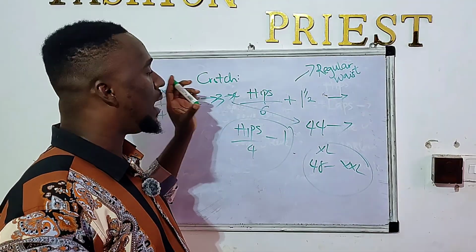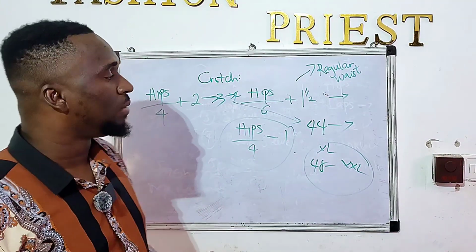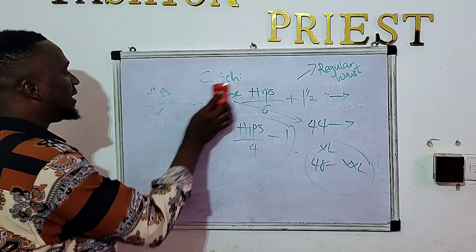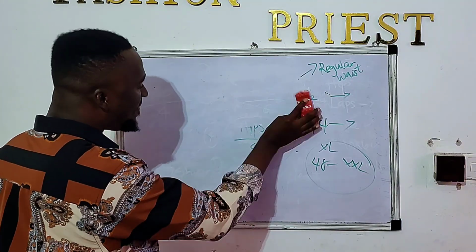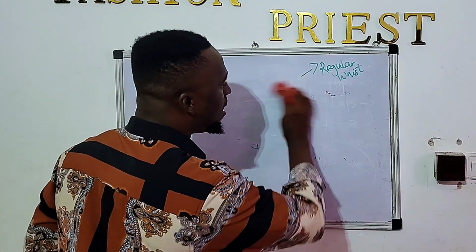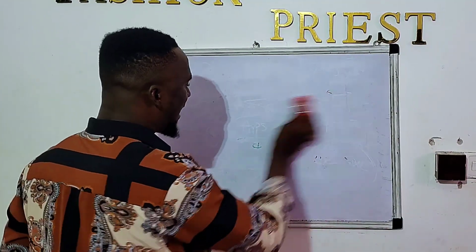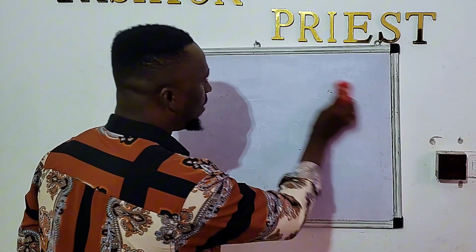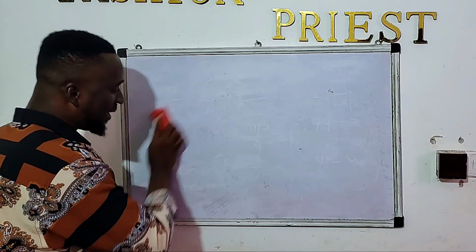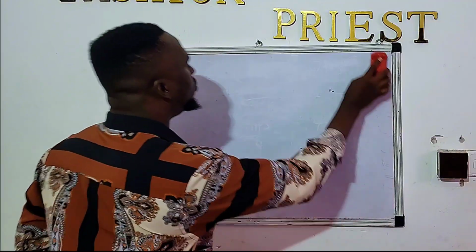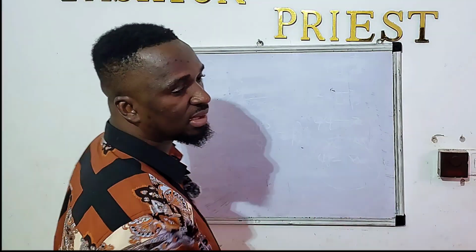But for now, let us learn how to take a perfect female measurement. We are going to start from the trouser, right? Because we are going to deal with trouser first before we go over to the top or shirt area.